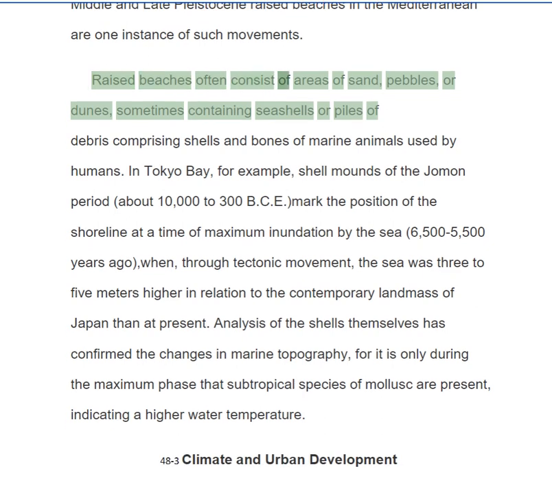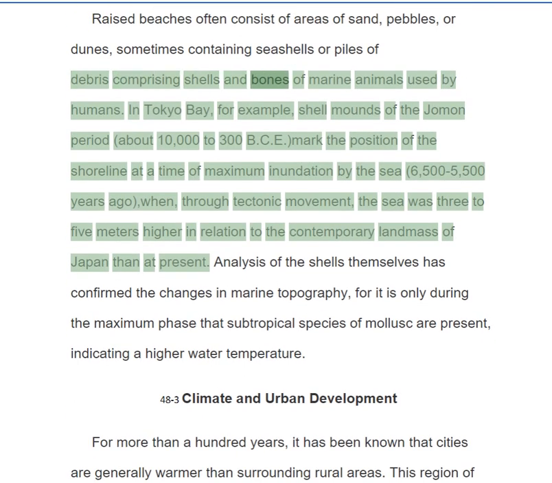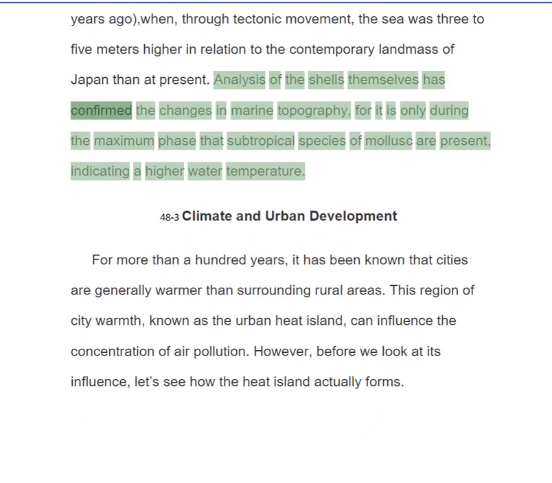Raised beaches often consist of areas of sand, pebbles, or dunes, sometimes containing seashells or piles of debris comprising shells and bones of marine animals used by humans. In Tokyo Bay, for example, shell mounds of the Jomon period marked the position of the shoreline at a time of maximum inundation by the sea, when, through tectonic movement, the sea was 3 to 5 meters higher in relation to the contemporary landmass of Japan than at present. Analysis of the shells themselves has confirmed the changes in marine topography, for it is only during the maximum phase that subtropical species of mollusk are present, indicating a higher water temperature.